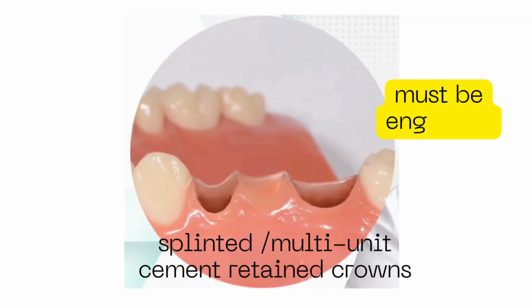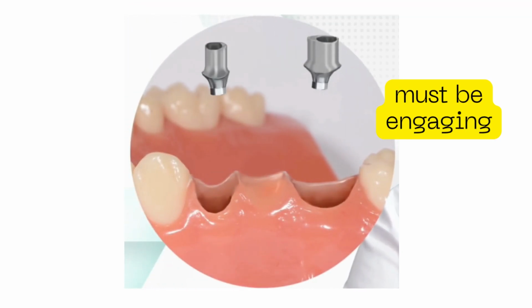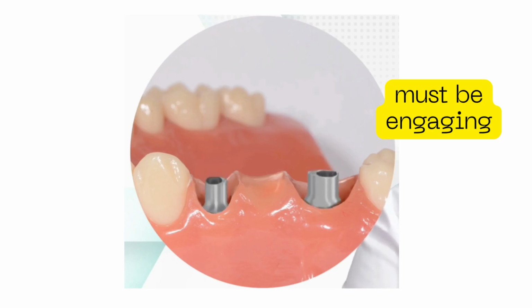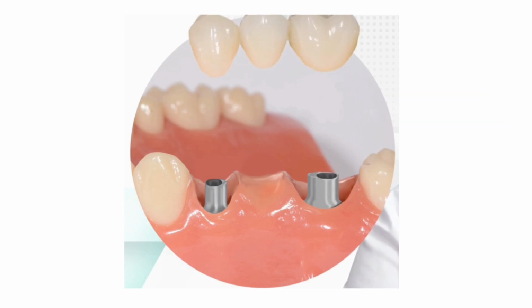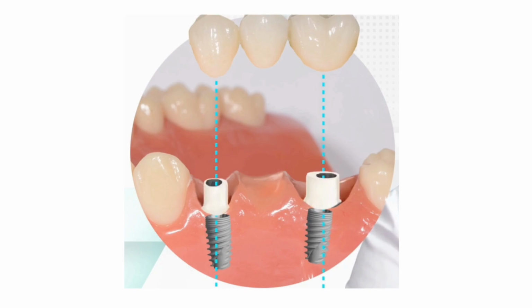Now cement-retained restorations are a little different. For cement-retained cases, engaging abutments are almost always used, even for splinted bridges. The abutments are placed first before the restoration is seated. So each abutment needs a precise orientation to allow the final bridge or crown to fit properly. These abutments are designed to be parallel to each other so the restoration seats passively after cementation.